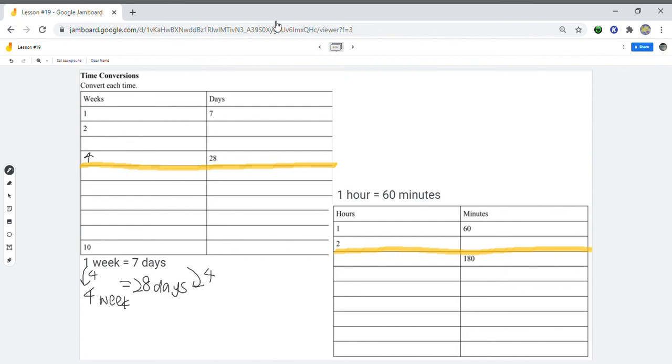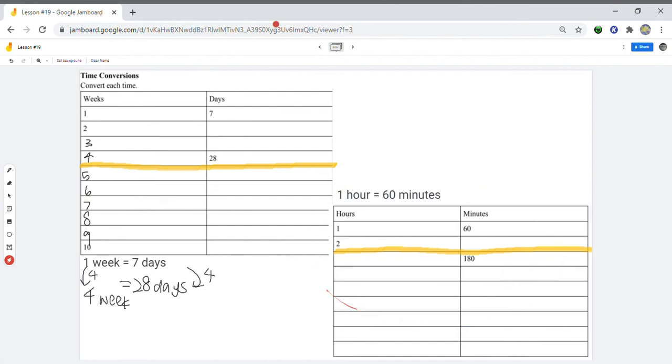So that's basically how you fill out this chart. So if you look over here, it looks like the left is just going by 1. So 1, 2, 3, 4, 5, 6, 7, 8, 9, 10. So your job is to determine how many days are in week 2, how many days are in 3 weeks, how many days are in 5 weeks, how many days are in 6, and so on until you fill out the whole chart.